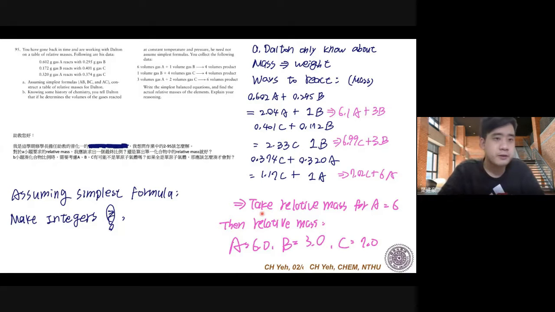Okay, this is chapter 2, problem 95, and I'll make it very quick. You have gone back in time and are working with Dalton on the table of relative mass.